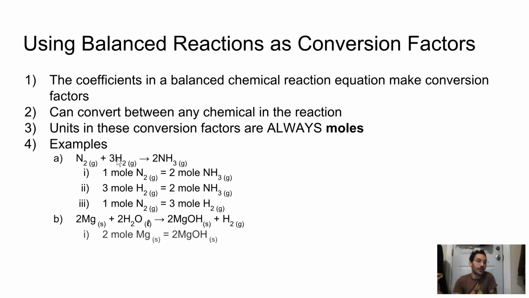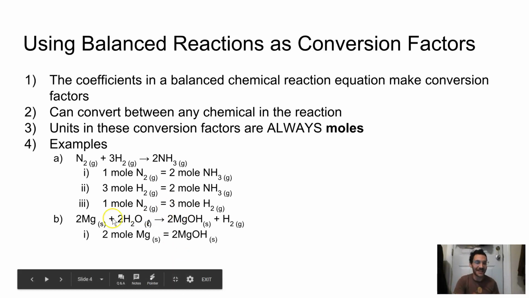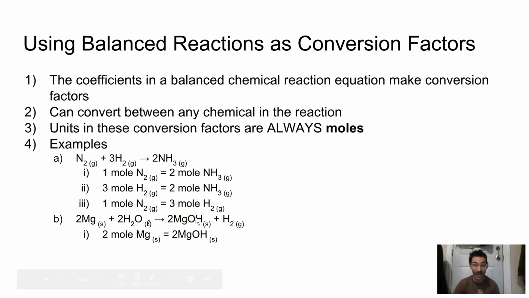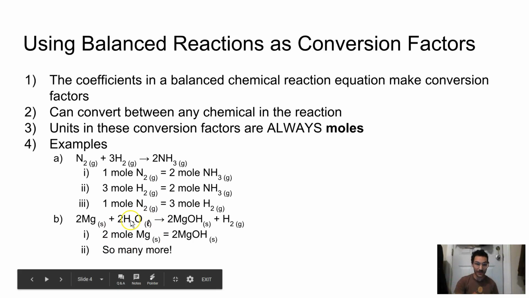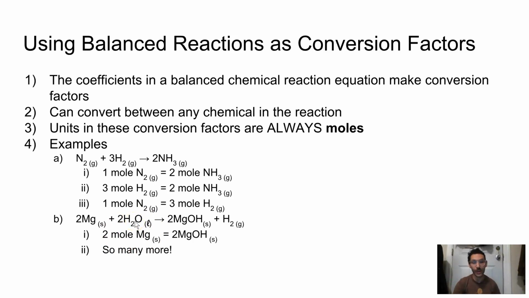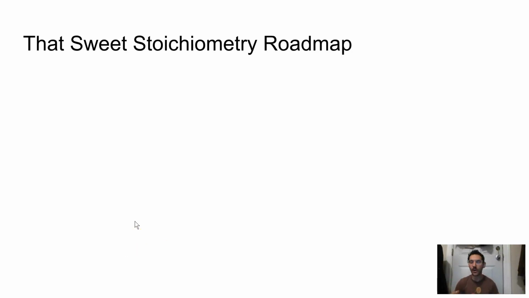And so I could make conversion factors using any balanced equation. Here I could say 2 moles of magnesium is equivalent to 2 moles of magnesium hydroxide, this product, which should be Mg(OH)2. That's not balanced out right. Anyway, we can make so many more conversion factors from this one, because it is a balanced chemical equation. So that's how we can make conversion factors out of a balanced chemical equation.